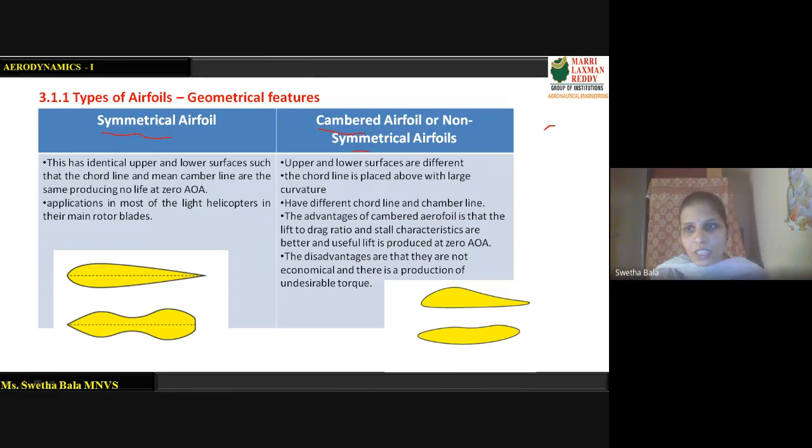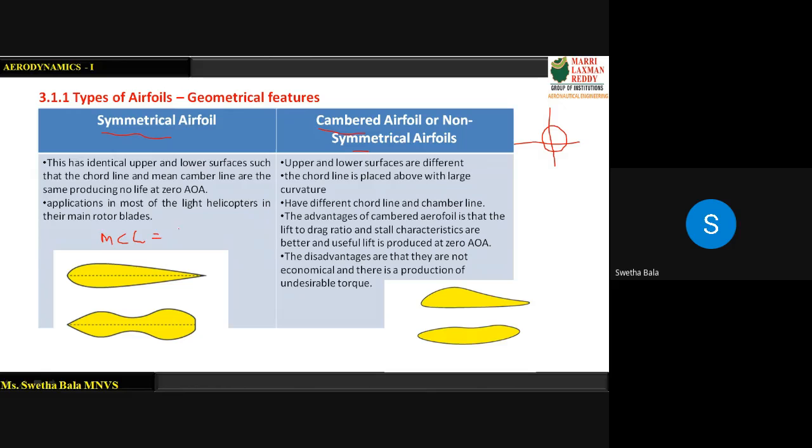So if I draw a circle, the circle is symmetrical about the x-axis, the circle is symmetrical about the y-axis, the horizontal axis. That means the same upper and lower surfaces. So the chord line and the mean camber line. So what are the characteristics here? The main characteristic is that I don't have a mean camber line. MCL is the same as the chord line.